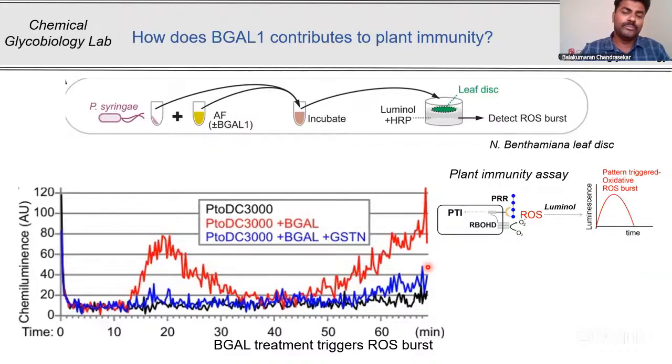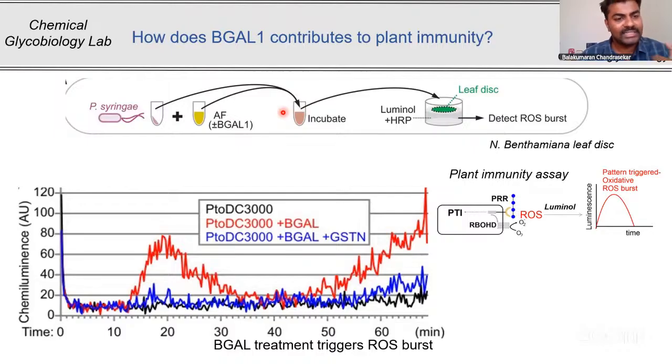So how does this BGAL actually contribute to immunity? What is the role of a beta galactosidase enzyme? For this, we devised a very interesting approach. What we did, we overexpressed the beta galactosidase enzyme in the apoplastic fluids by using an agroinfiltration approach. We took the apoplastic fluids, which either contain the beta galactosidase enzyme or no beta galactosidase enzyme. We treated with the bacterial pathogen, that is Pseudomonas syringae. We incubated this for some time.